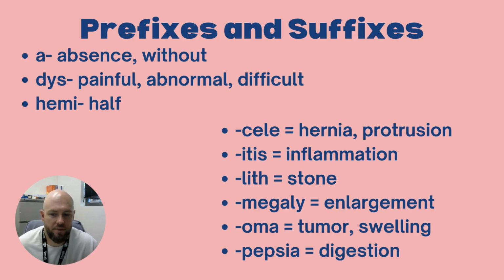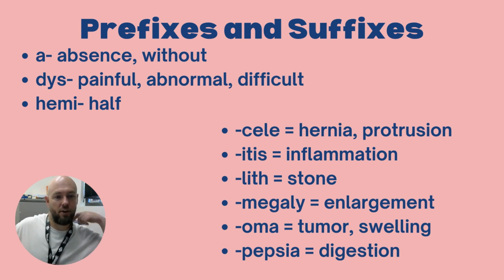Some suffixes and prefixes for this chapter. A, prefix, we're talking prefixes. A is absence or without. Dis is painful, abnormal, or difficult. Hemi is half. And here on the other side, we have some suffixes.